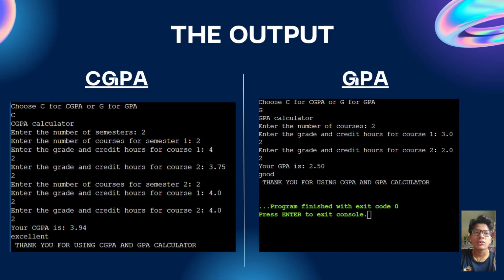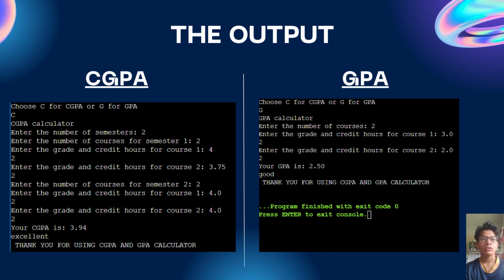The sample output for CGPA. We need to enter the alphabet C, and enter 2 for the number of semesters and the number of courses for semester 1. For grade and credit hours, course 1 is 4 and 2. Course 2 is 3.75 and 2. Then also 2 for the number of courses for semester 2, and the grade and credit hours for course 1 is 4 and 2. Lastly, grade and credit hours for course 2 is 4 and 2. Then the result is 3.94, an excellent statement because the result is higher than 3.00.